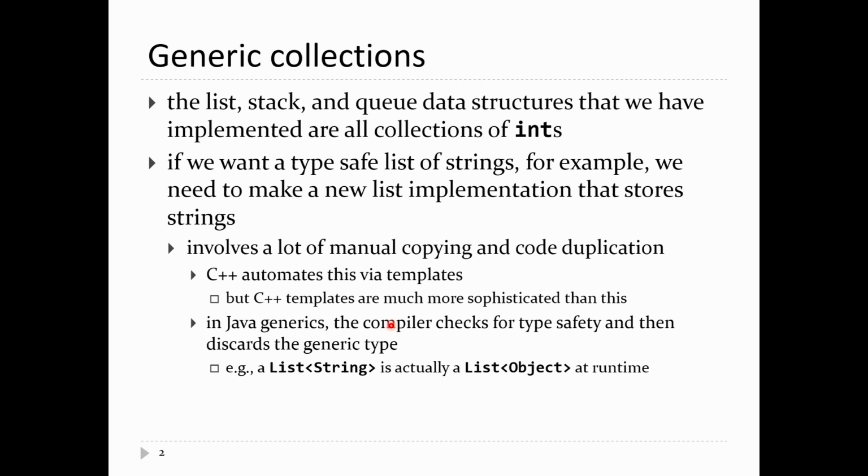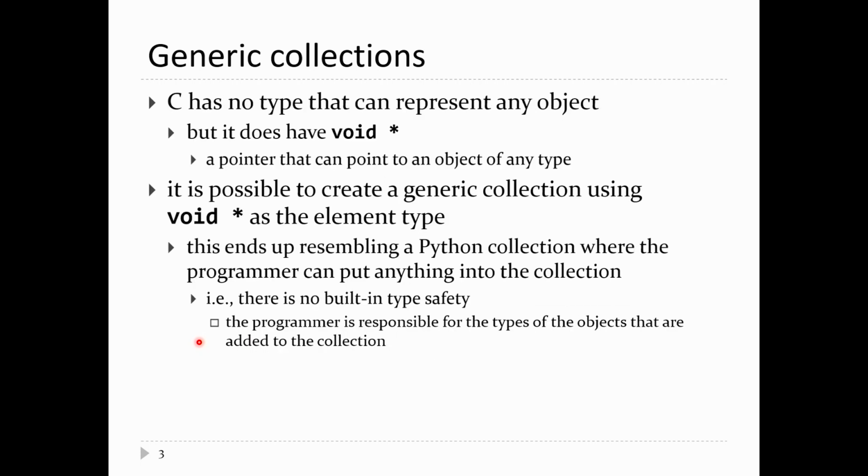So C++ and Java have mechanisms for creating generic types. C does not. The fundamental problem in C is that there's no type that can represent any object. The closest thing that we have is void star. Void star is a pointer that can point to any object. That means you can make a collection where the elements in the collection are all void star pointers, so now you're going to hold pointers to elements.